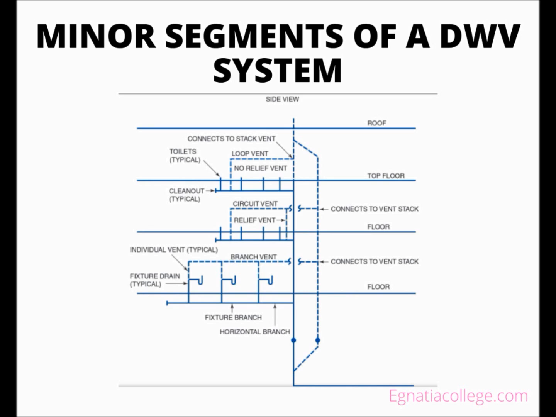The common abbreviations for the minor segments of a DWV system are BV, branch vent; CV, circuit vent; FB, fixture branch; FD, fixture drain; HB, horizontal branch; IV, individual vent; LV, loop vent; RV, relief vent.